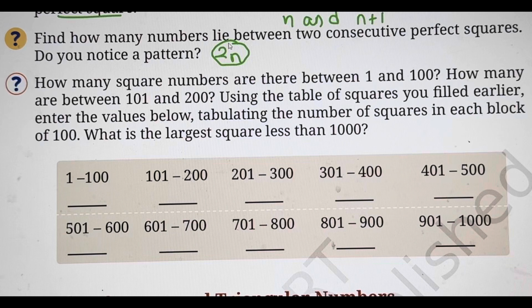There is another question. How many square numbers are there between 1 and 100? Understand the difference between the two questions. Here, how many numbers between two square numbers was asked. Here, how many square numbers between two natural numbers? Between 1 and 100, then 100 and 200, 200 and 300, like that. So let us go back to the table in which we wrote some squares earlier, and then write down this pattern.